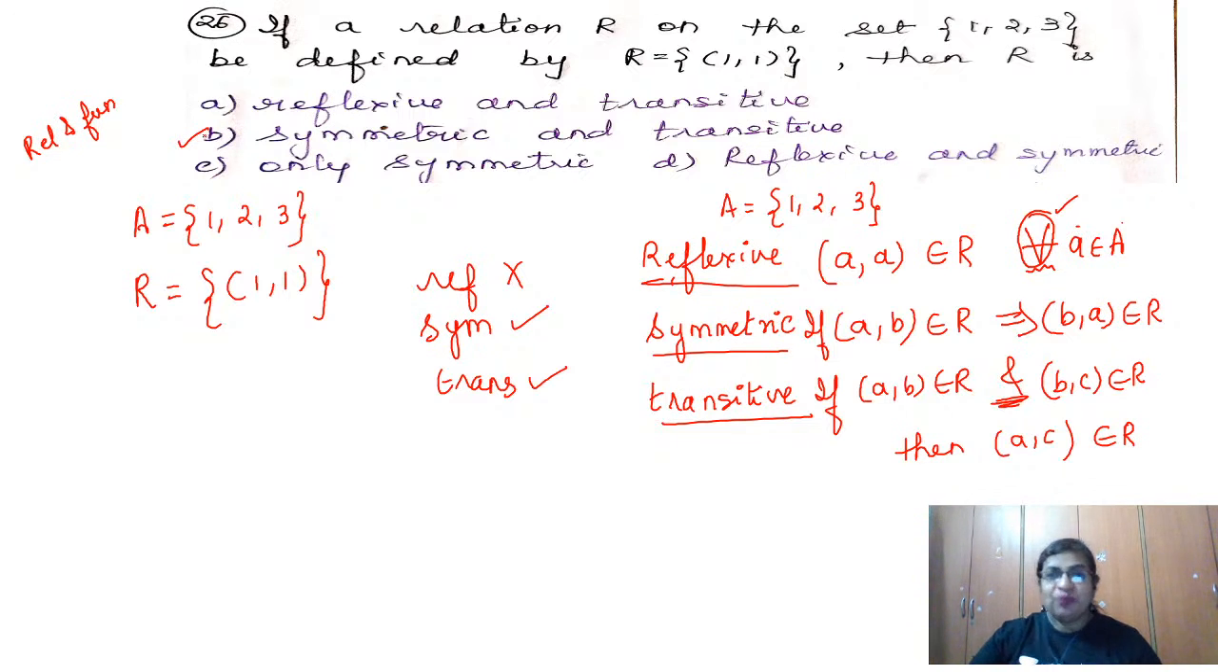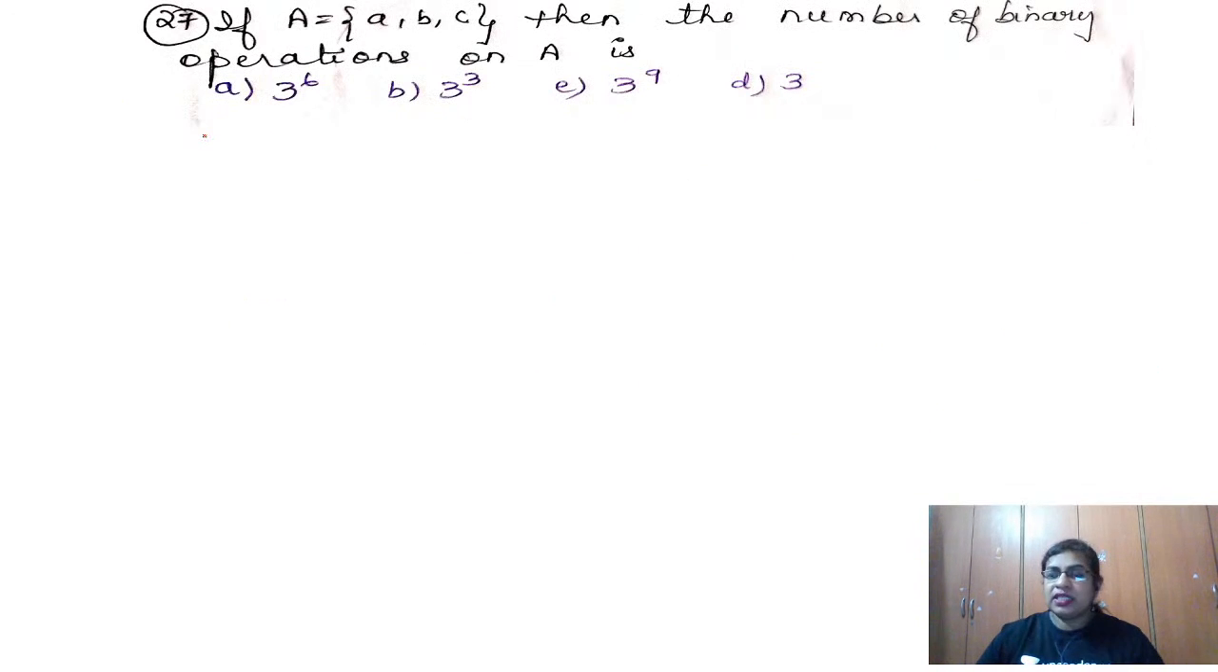Yes, okay. So we move on to the next question, question number 27. What is given in question number 27? If A is equal to {A, B, C}, a 3-element set, then the number of binary operations. They have asked us how many binary operations are possible. Okay, so I have a shortcut for you. We will solve the question because I can't sit and list all the binary operations.